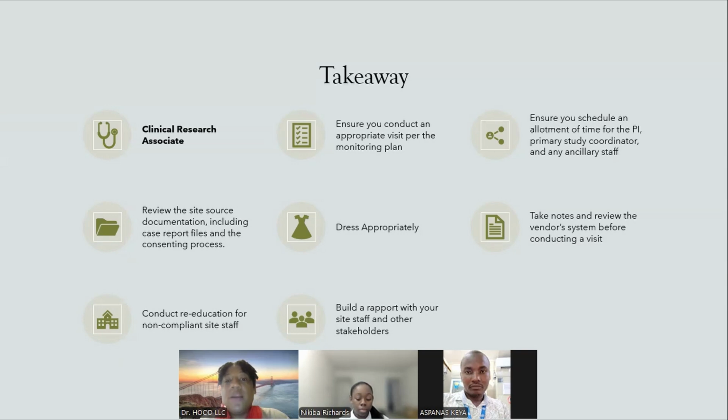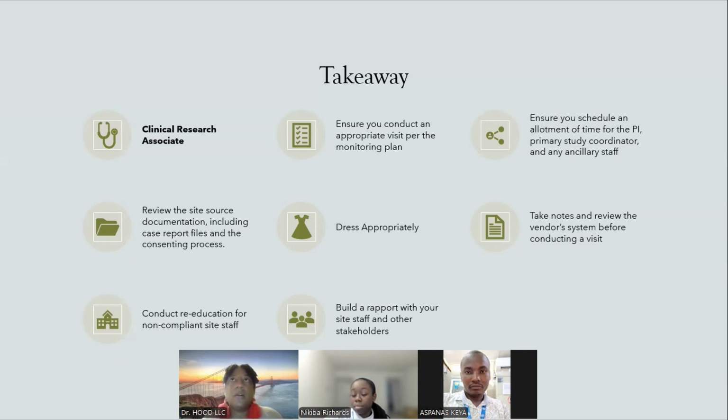You want to dress appropriately. Usually you'll have this discussion with your line manager. It's discussed during the onboarding process. It's not typically in a monitoring plan, but they typically don't want us to wear sleeveless tops. They don't want us to wear jeans, and they don't want us to wear open toe shoes. Basically business casual. But those are typically the things that they don't want us to wear.